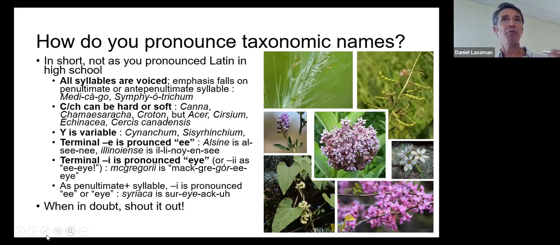If you say it loud, then people will follow. I mean, it worked for Trump, right? I'm sorry.